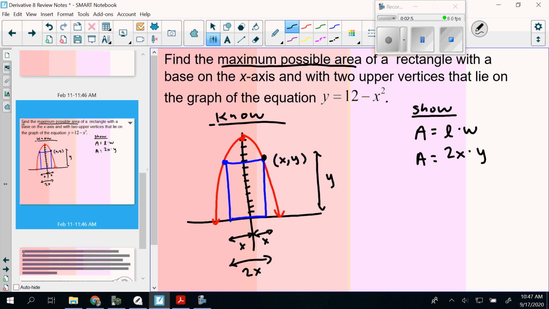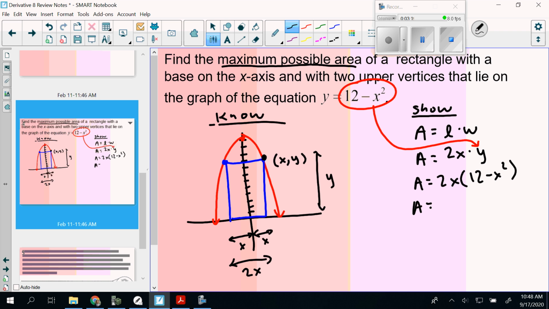Now in these optimization problems, our goal is to find the maximum by finding the derivative, but we don't want two variables there. We'd rather get it down to one. So how do we get it down to one? Let's use what we know here. We know y is equal to 12 minus x squared. If we plug that in for y here, now we're down to one variable. So now our area equation becomes 2x times (12 minus x squared). Let's simplify that before finding our derivative: 24x minus 2x cubed.